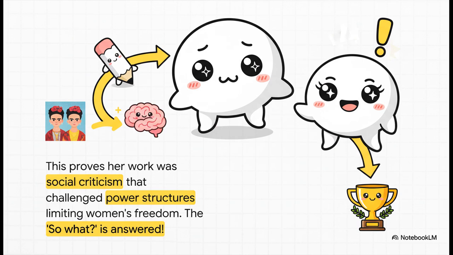And finally, step 4 brings it all home. This last sentence perfectly closes the loop. It connects the analysis of this one single painting all the way back to the larger thesis. It shows how Kahlo's work was a form of social criticism that challenged the power structures limiting women's freedom. It completely, perfectly answers that so what question we started this whole thing with.